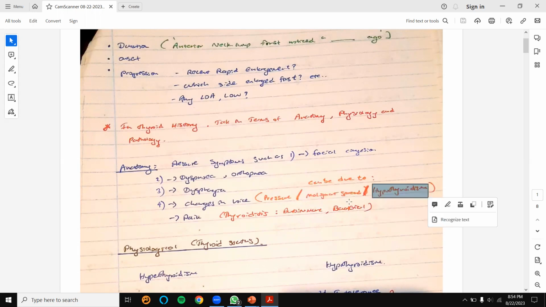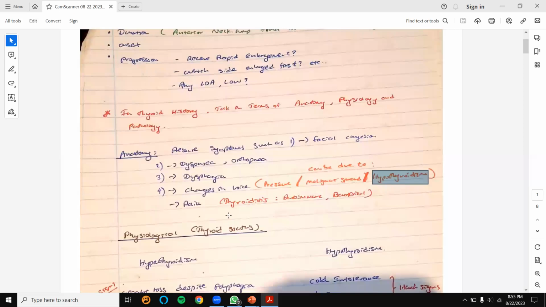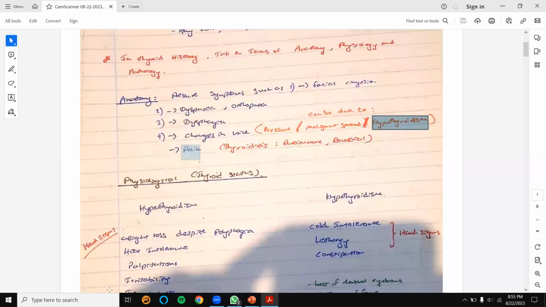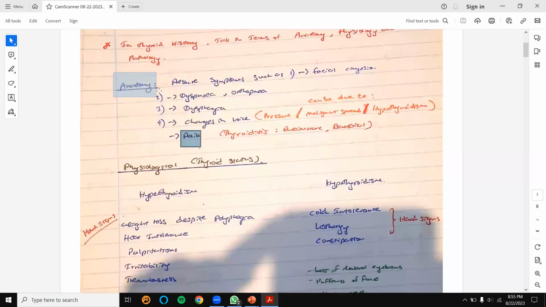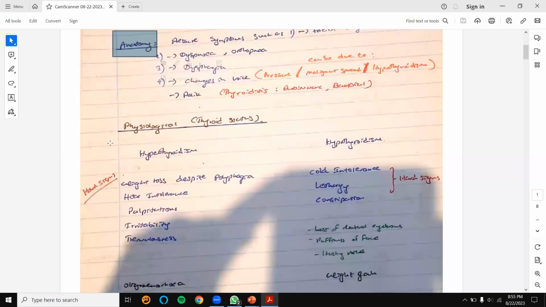So if there's changes in voice, it's not always due to a pressure symptom. It's not always due to malignant invasion. It's not always due to hypothyroidism. It can be due to either of these reasons, right? So 3 reasons for changes in voice in a patient with a goiter: malignant invasion, hypothyroidism, and pressure symptoms. This pain part, you can put it to the pathology part. That's where there's invasion of the nerves. So the anatomical symptoms are those: the pressure symptoms, facial congestion, dyspnea, orthopnea, dysphagia, voice changes.